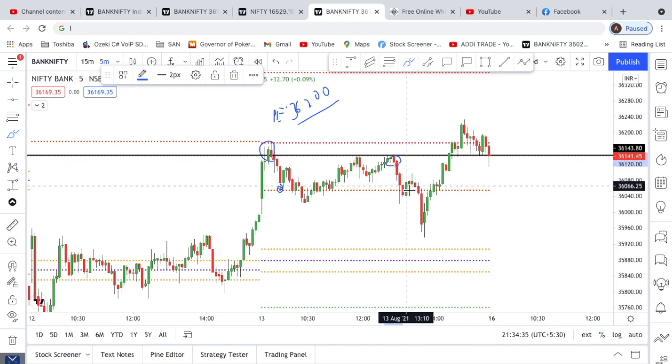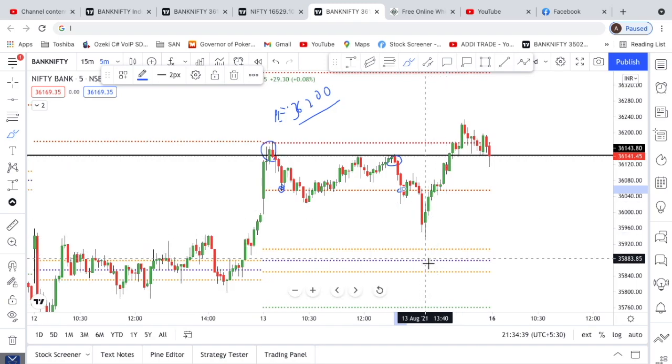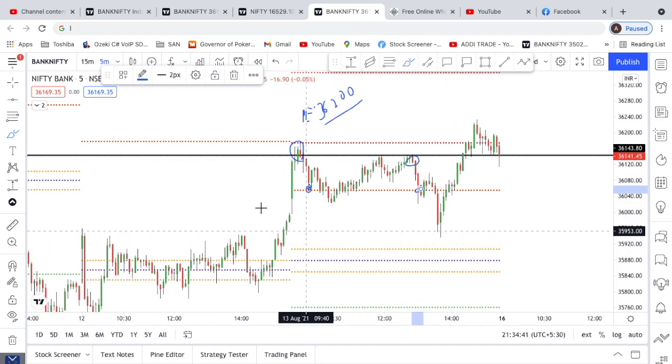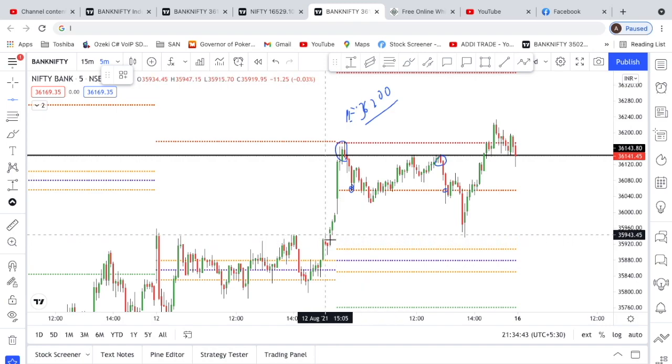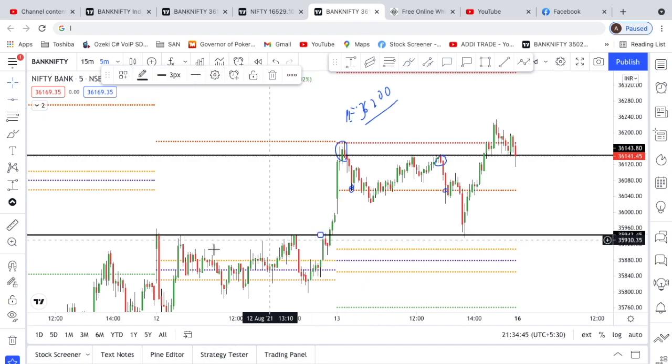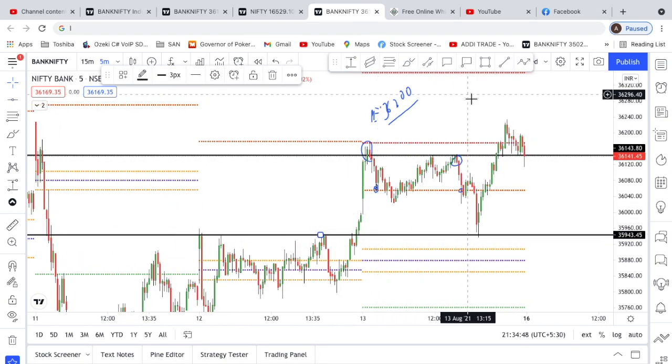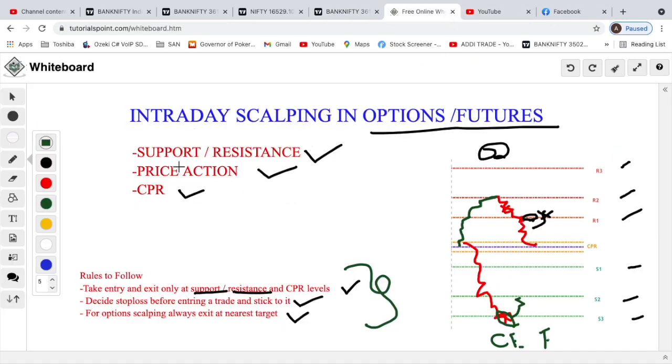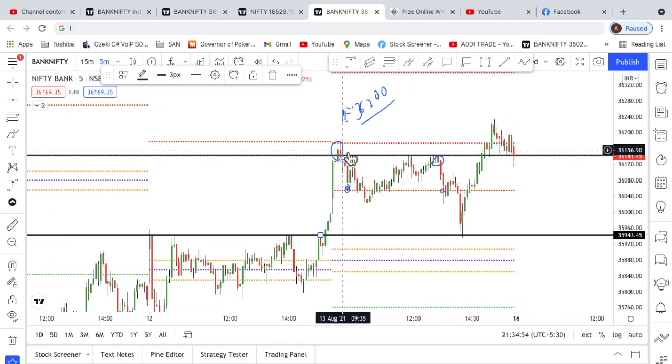We could have exited here or at the CPR, but in this case it didn't touch CPR. Why? Because we have a previous very good support here. That's why this strategy is also referred to as support, resistance, price action and CPR. First, you short here, you exit at R1.